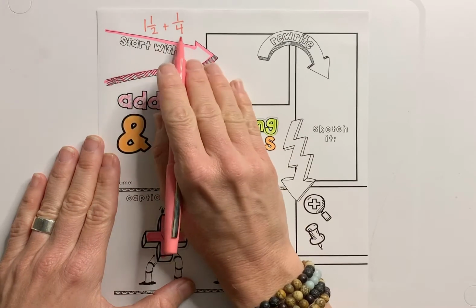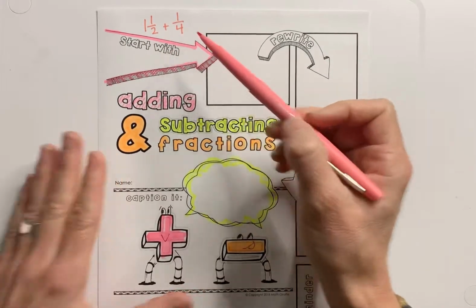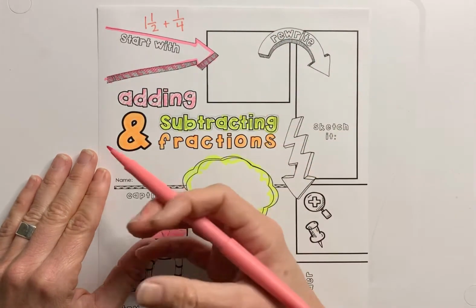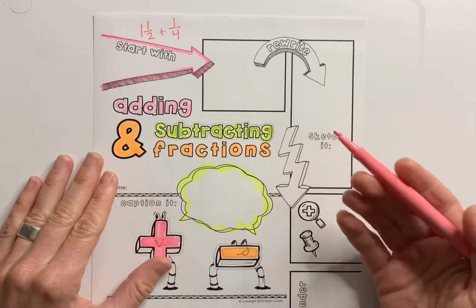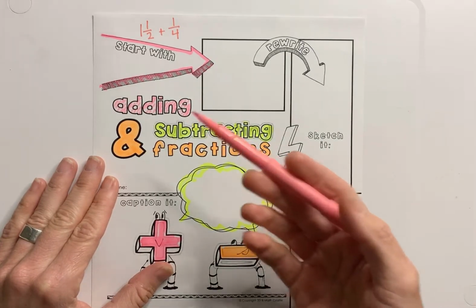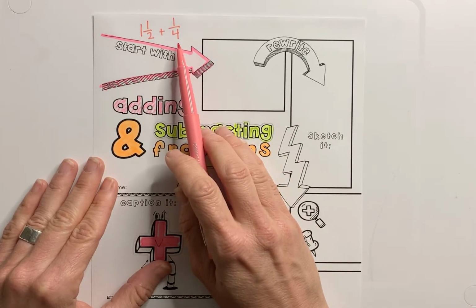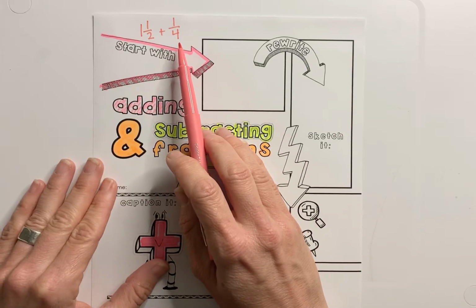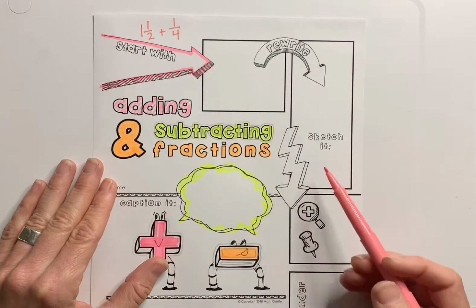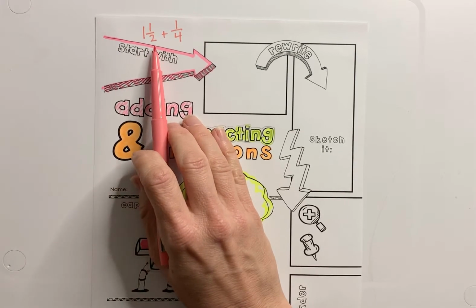Now you can see that our denominators are different. And what that means is we have two numbers that are broken into different size pieces. Now, when we're adding and subtracting, in order to do this effectively and efficiently, we need to have the same size pieces. So what does that mean? It means that we need to convert one or both of these to be a fraction that has the same denominator, or the equivalent fractions that have the same denominator. And we'll show you how to do that here.